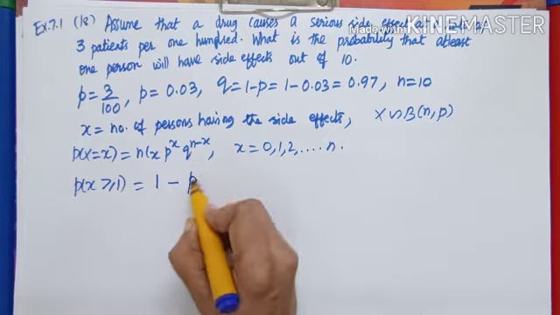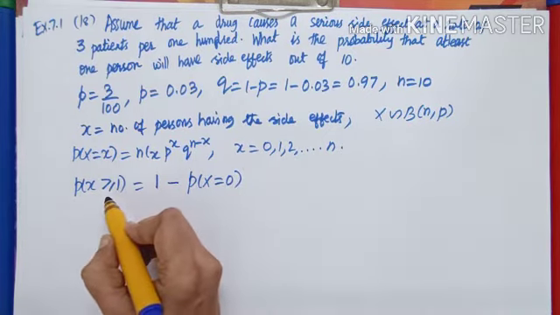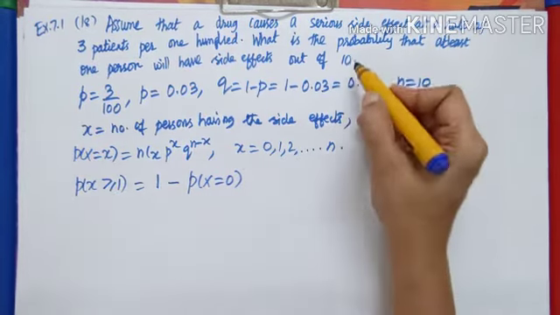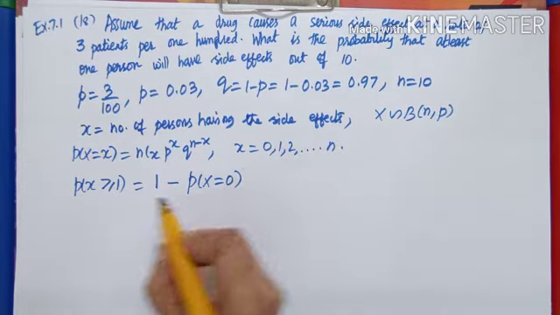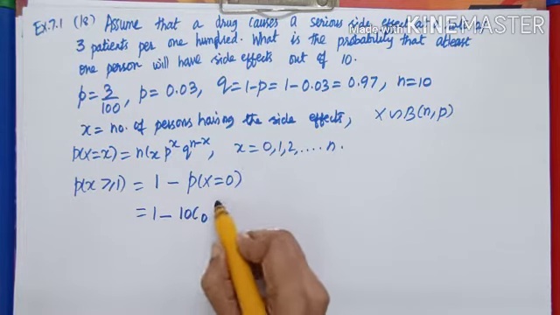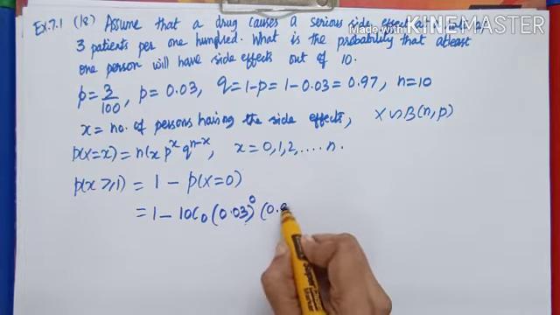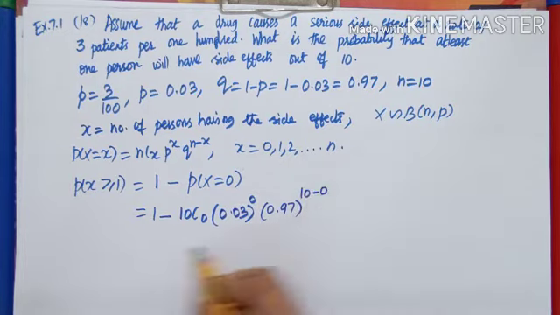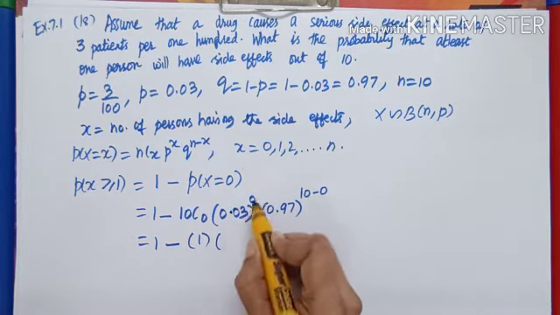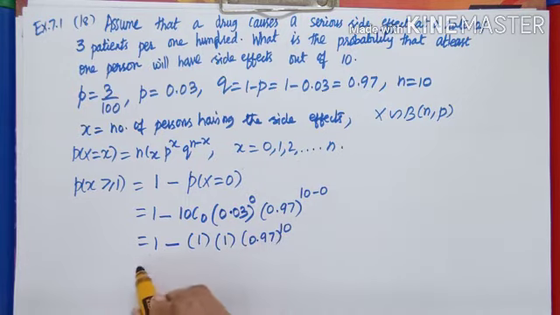So 1 minus P of X equals 0. What I don't want, I subtract from 1. 1 minus 10C0, 0.03 power 0, 0.97 power 10 minus 0. 0.03 power 0 is also 1, so 1 minus 10C0 times 1 times 0.97 power 10. Simplify the answer.